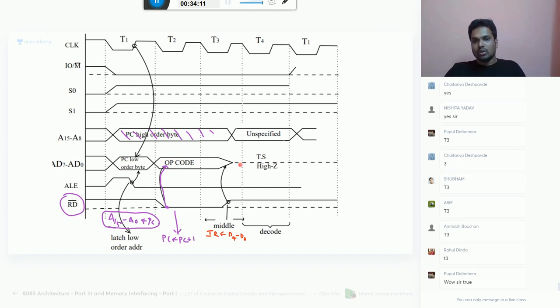Now during the fourth T state, you don't have any job of opcode fetch. Opcode fetch is already completed. In the fourth T state, the computer will do the decoding job, that is, read that opcode and understand it. That job will be done during this process. Is it clear?